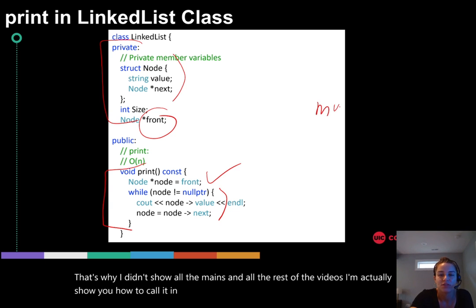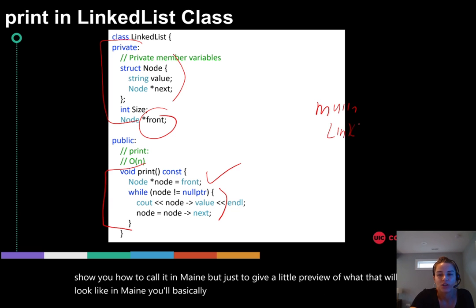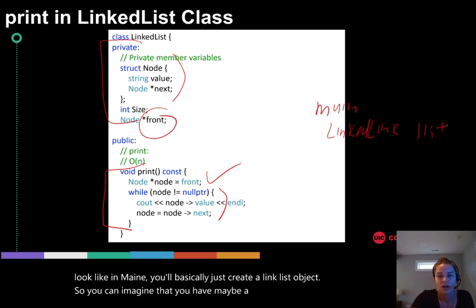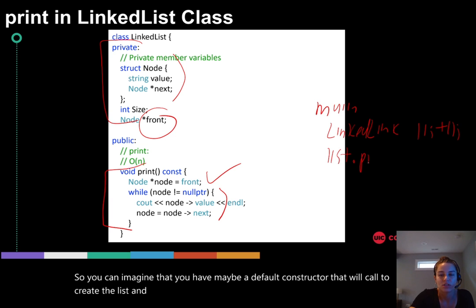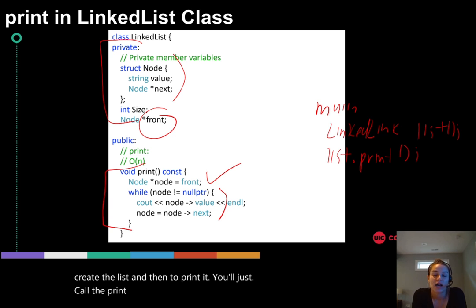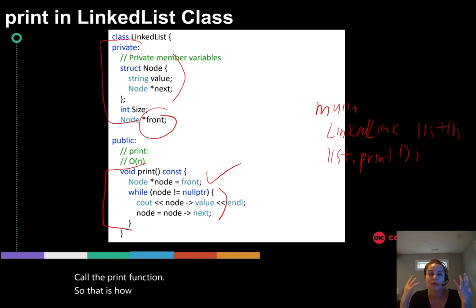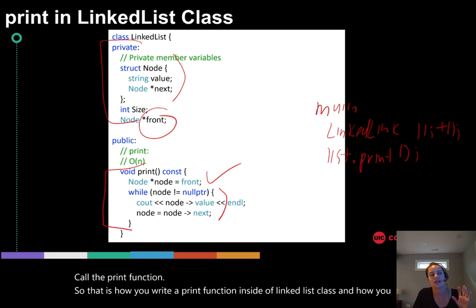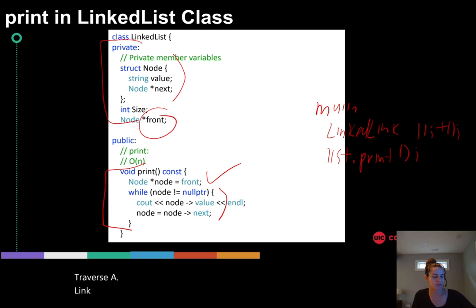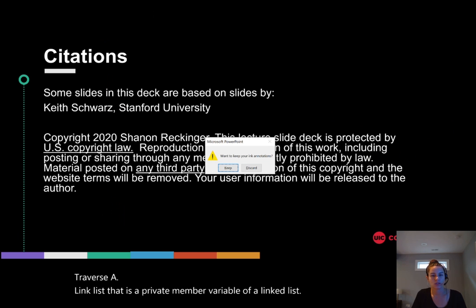But just to give a little preview of what that will look like in main, you'll basically just create a linked list object. So you can imagine that you have maybe a default constructor that we'll call to create the list, and then to print it, you'll just call the print function. So that is how you write a print function inside of a linked list class, and how you traverse a linked list that is a private member variable of a linked list object. All right, that's it.